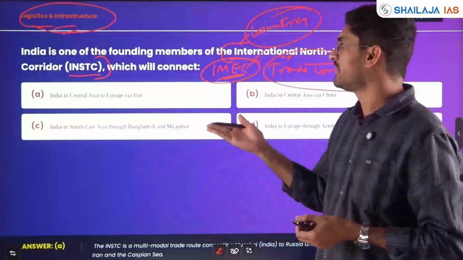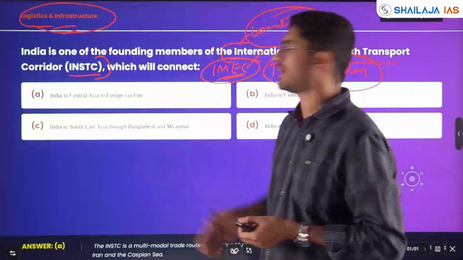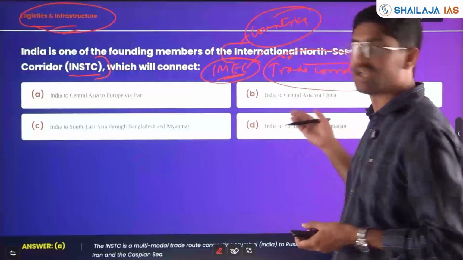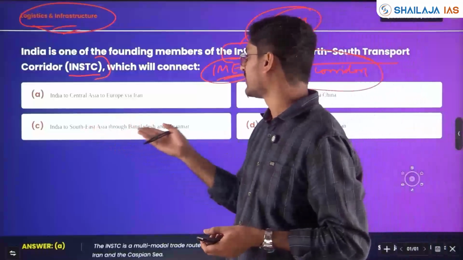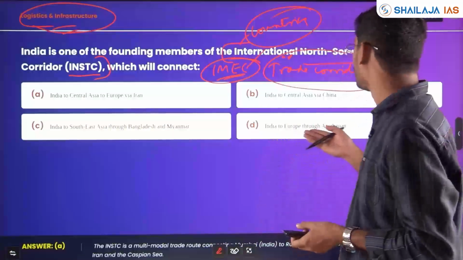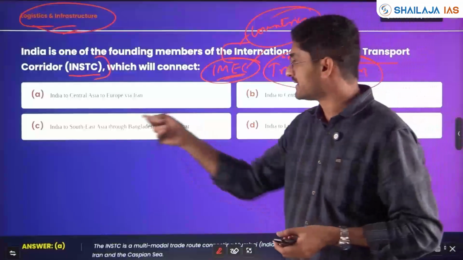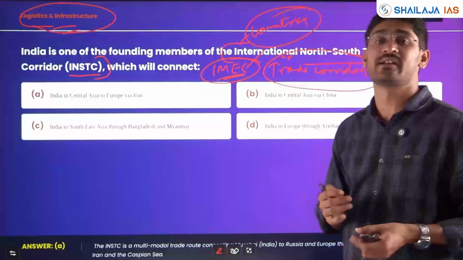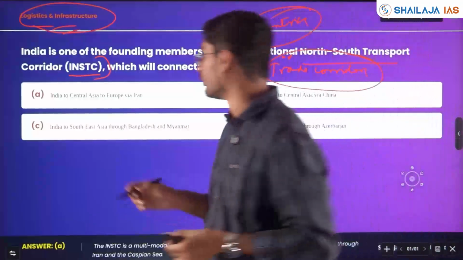Here, what are the options? India to Central Asia to Europe via Iran, India to Central Asia via China, India to Southeast Asia through Bangladesh and Myanmar, India to Europe through Azerbaijan. Is there any trade corridor with respect to these countries? Please comment below in the YouTube comment section.